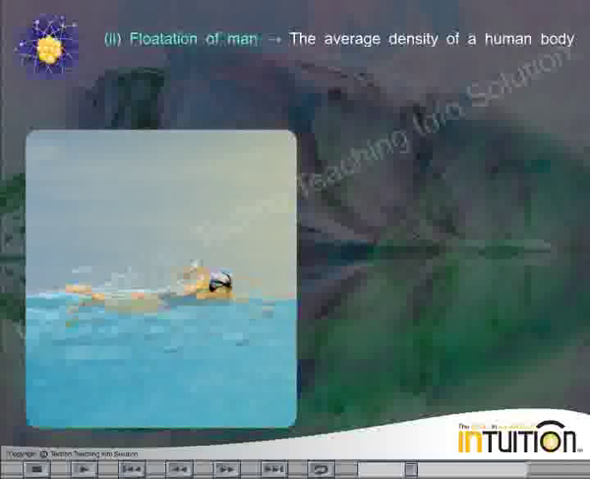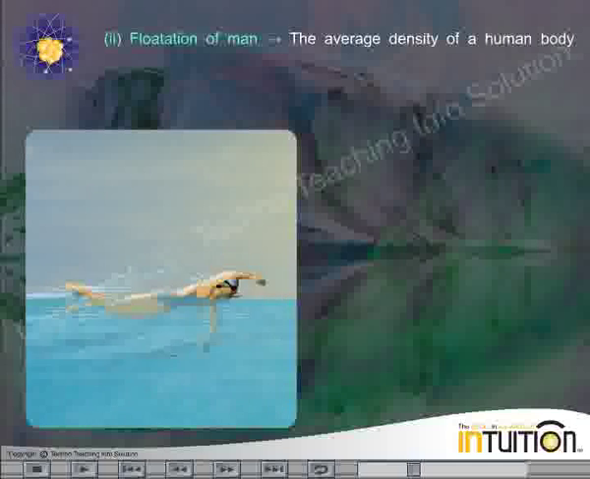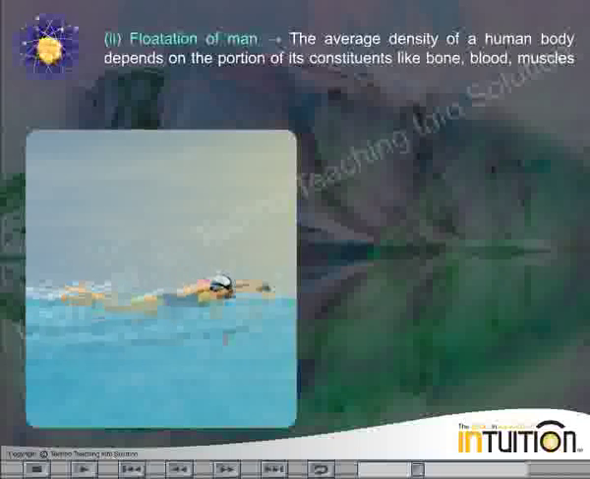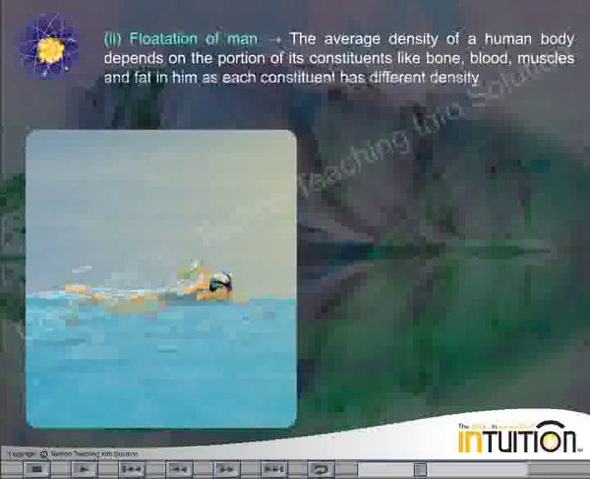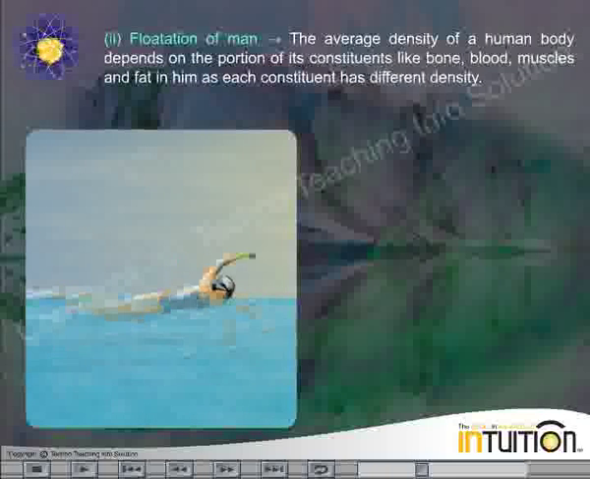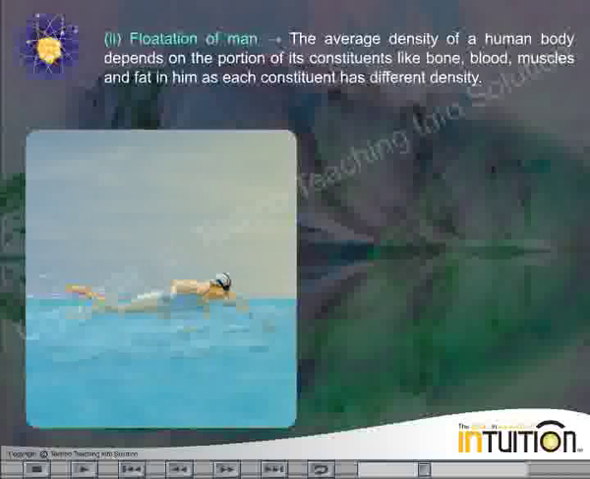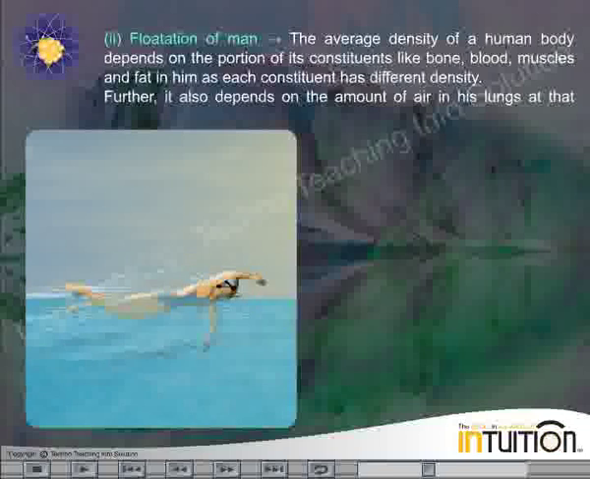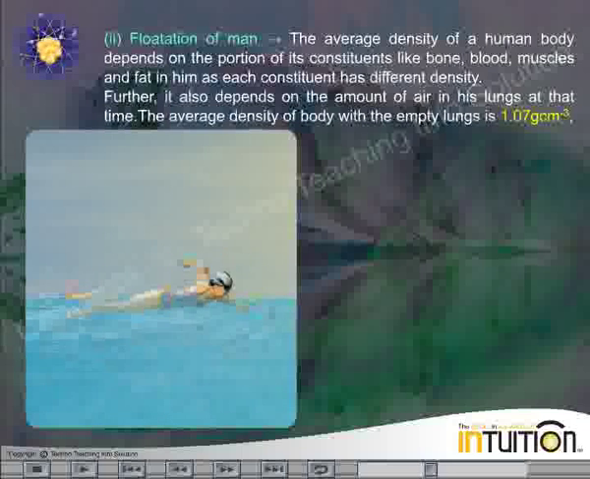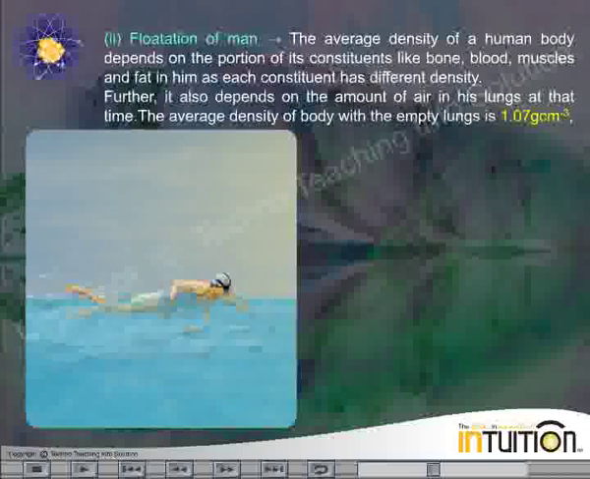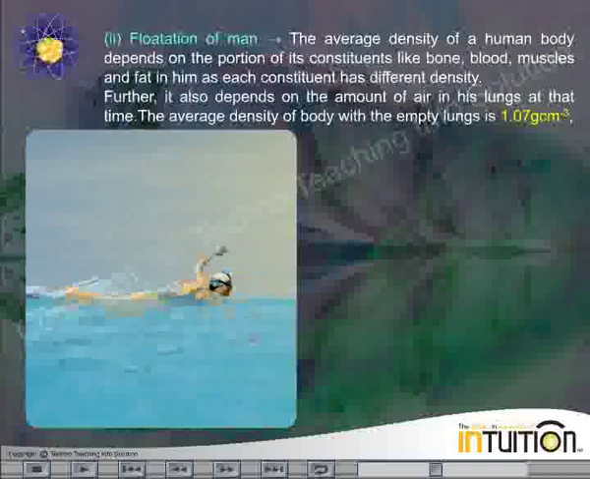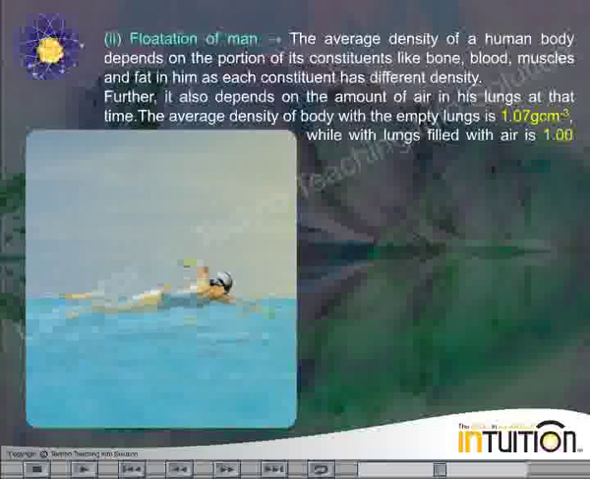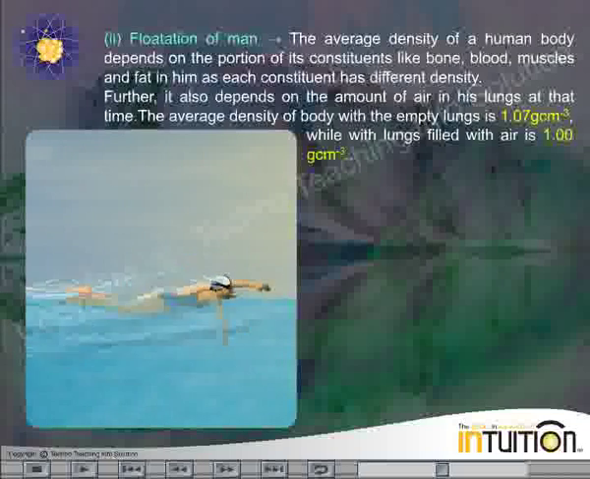2. Flotation of man. The average density of a human body depends on the proportion of its constituents like bone, blood, muscles, and fat in him, as each constituent has a different density. Further, it also depends on the amount of air in his lungs at that time. The average density of the body with empty lungs is 1.07 gram per cubic centimeter, while with lungs filled with air it is 1 gram per cubic centimeter.